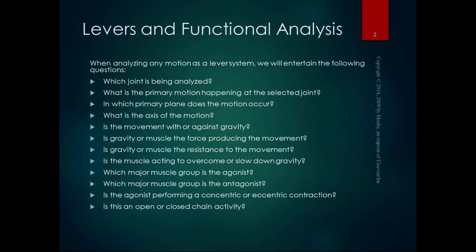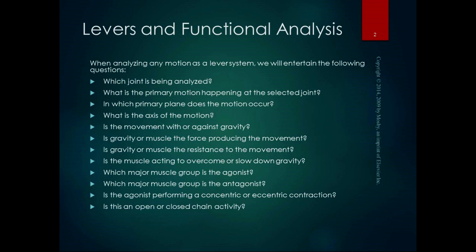When we do functional lever analyses, we are going to analyze any motion as a lever system, and there's a series of questions that we will answer every time we do it. Whether we're analyzing standing shoulder flexion, or side-lying shoulder abduction, or side-lying hip abduction, or any other motion that you could possibly imagine in the body, we're going to ask these questions. First of all, which joint is being analyzed? Sometimes it's obvious, like for shoulder flexion, it's the shoulder. What's the primary motion happening at the selected joint? Again, for shoulder flexion, it's flexion. If we're raising the hand up, that's flexion, and when we're lowering it down, it's shoulder extension.